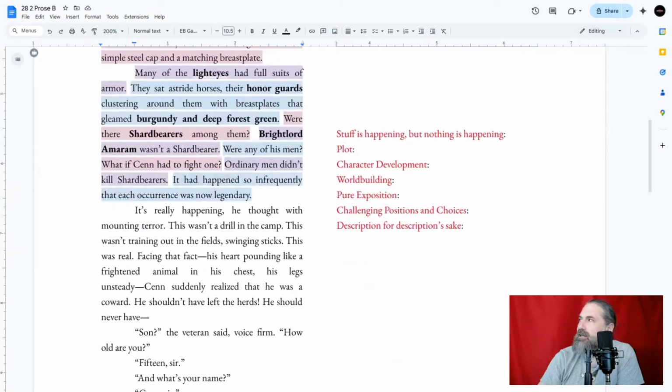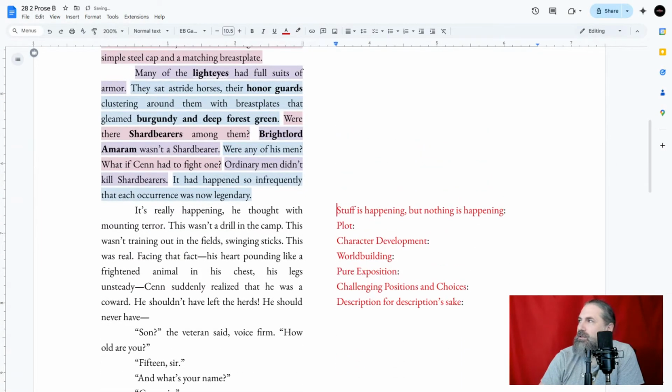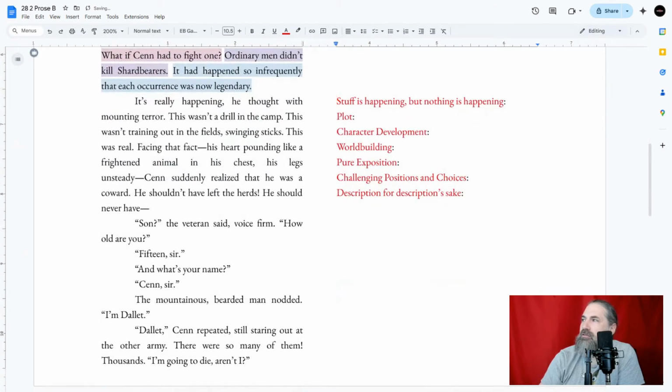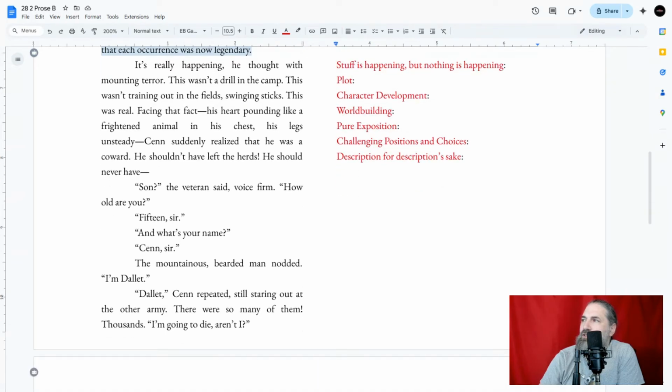And obviously, I kept going. Right, even if son, the veteran said, voice firm, how old are you? 15, sir. And what's your name? Sen, sir. The mountainous bearded man nodded. I am Dalit. Dalit. Sen repeated, still staring out at the other army. There were so many of them, thousands. I'm going to die, aren't I? All right, so we get it, guy. We get it, buddy. Calm down.